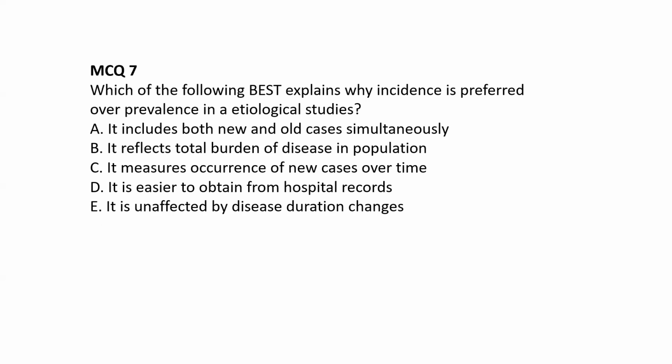MCQ number 7: Which of the following best explains why incidence is preferred over prevalence in an etiological study? A, it includes both new cases and old cases simultaneously; B, it reflects total burden of disease in a population; C, it measures the occurrence of new cases over time; D, it is easier to obtain from hospital records; E, it is unaffected by disease duration change. C is the right option.